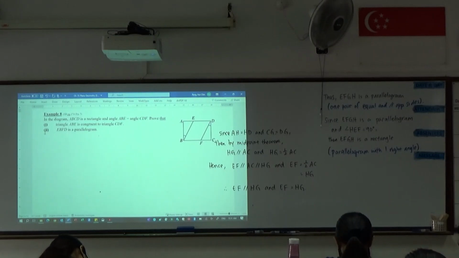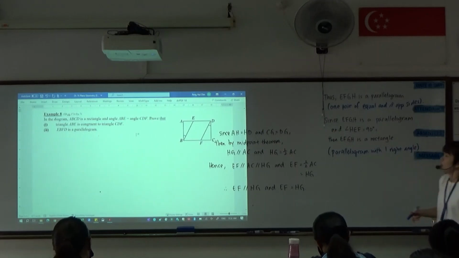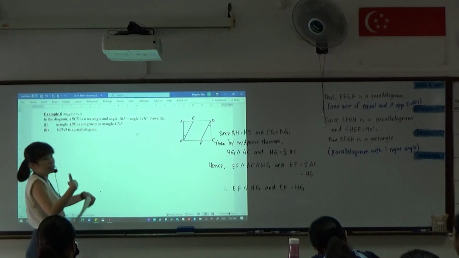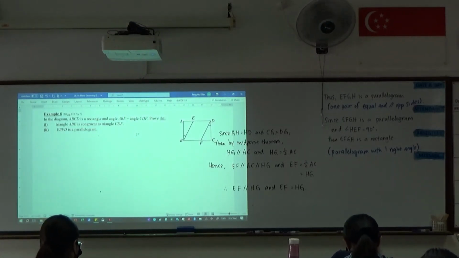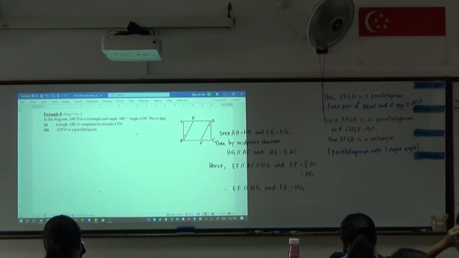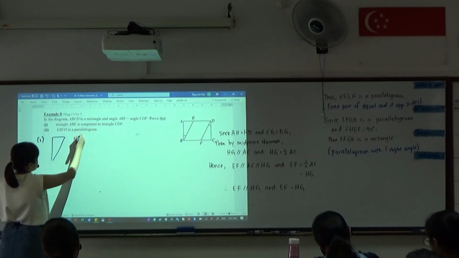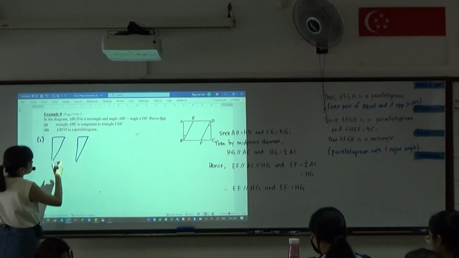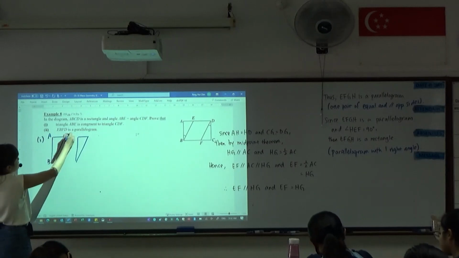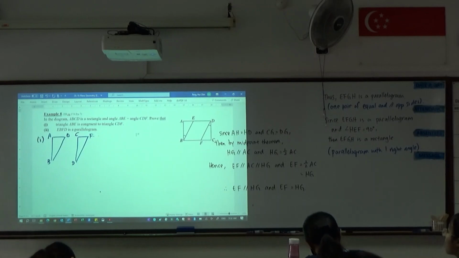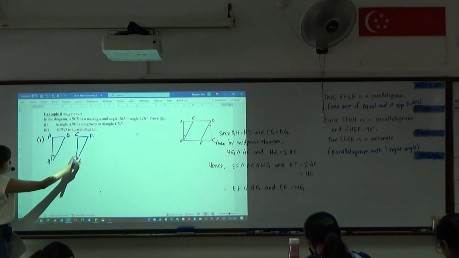So in the diagram, ABCD is given to be a rectangle, and angle ABE equals angle CDF. Those are the given information. We want to prove that triangle ABE is congruent to triangle CDF. To help us visualize, you may want to draw your triangles. So we have ABE, and we want to show that it's congruent to CDF. With the given information, we know that this and this are equal in length.